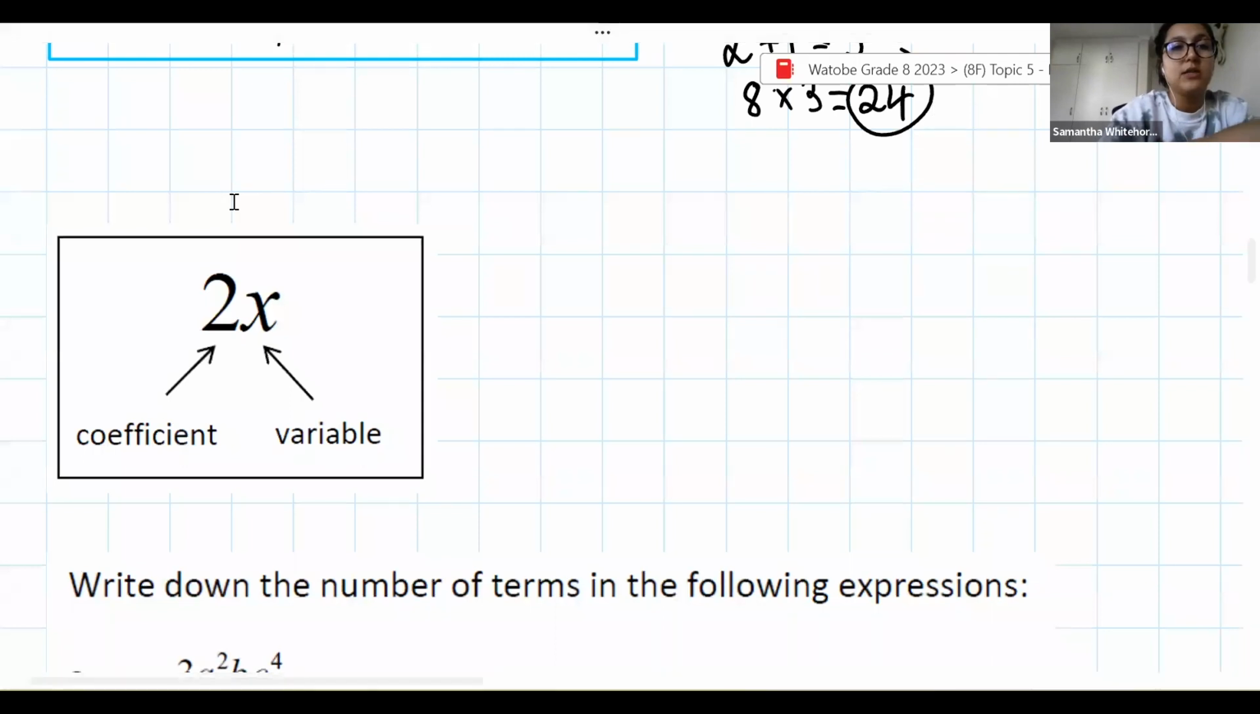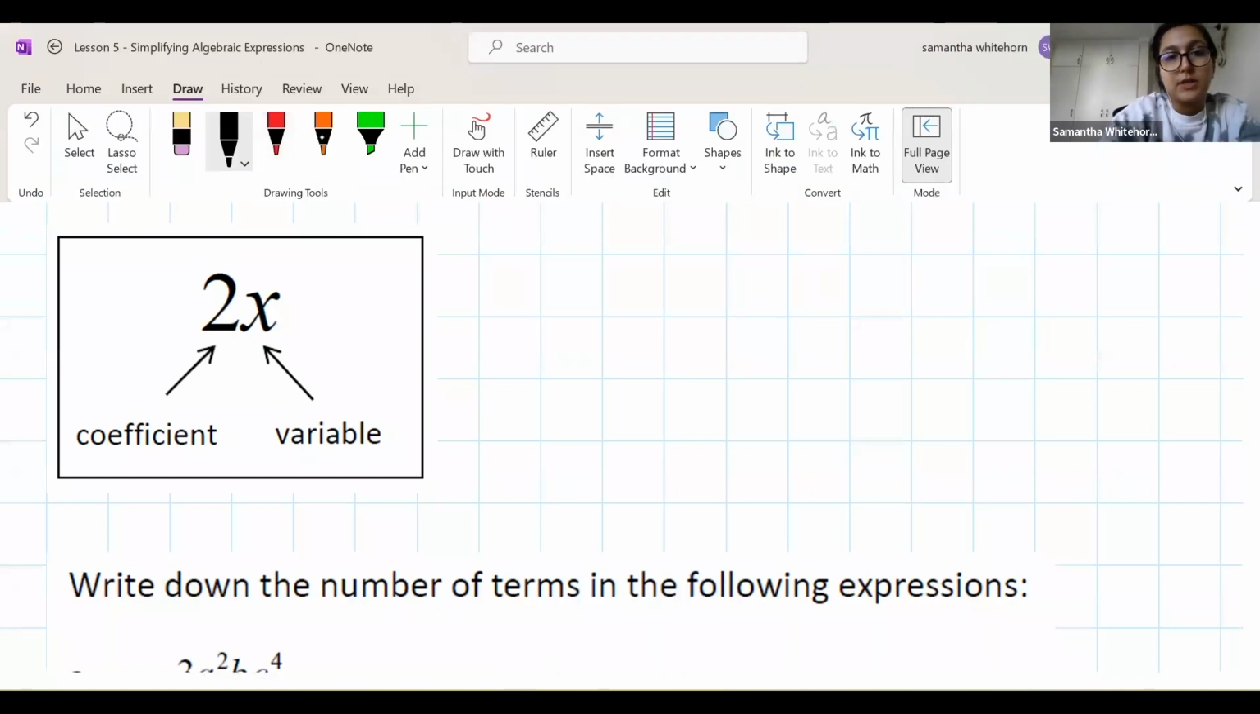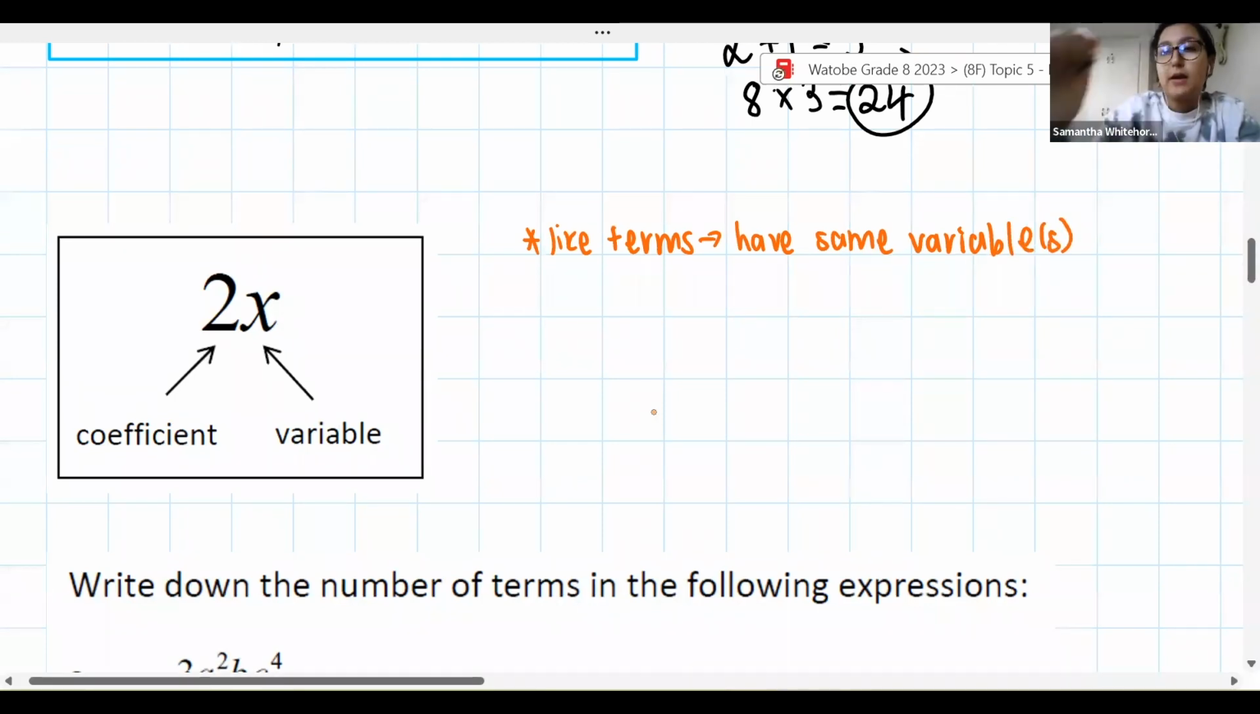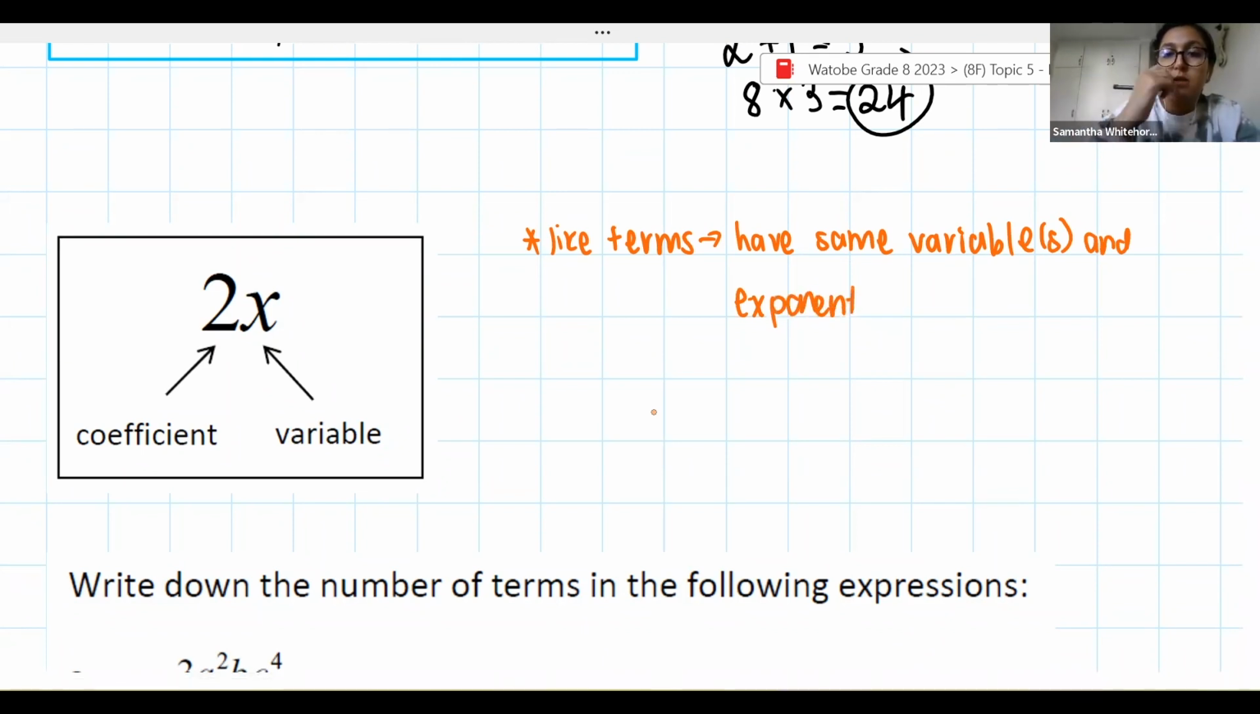And so just as a reminder, because we're going to carry on using like terms all the way through our algebra sections. Like terms are terms that have the same variable and exponent. Now, it's very important that we are able to identify like terms, because when I start to add and subtract terms, I can only add or subtract like terms. And so when we look at an expression, we need to be able to identify those like terms for ourselves.